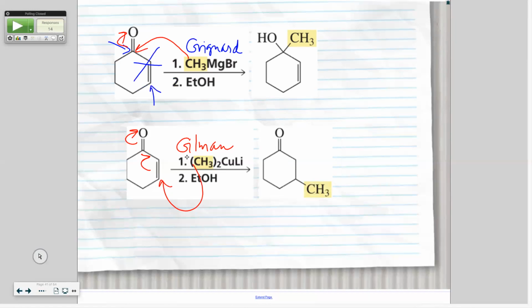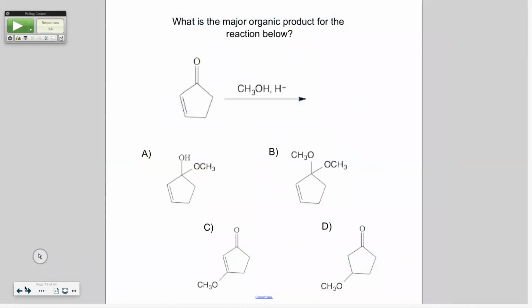Yeah, in these, remember, we tend to ignore balancing until you have to figure out your yield. If you notice that, okay, feel okay about it? All right, so what do you think is the major organic product for the reaction below? What do you think you'll get from that?